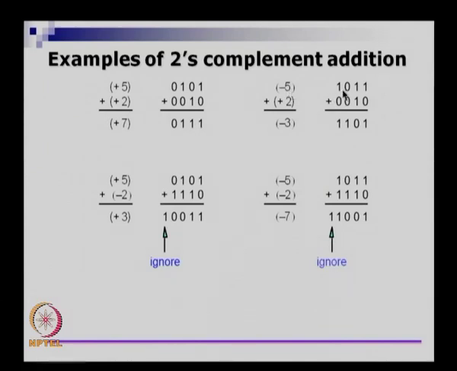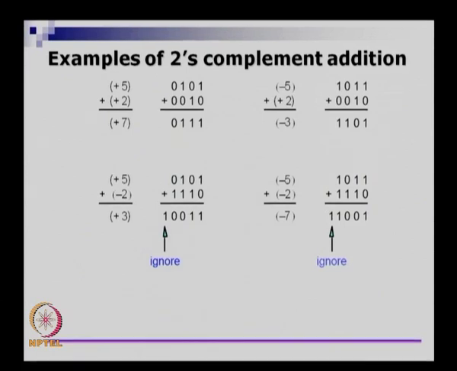Minus 5 is 1011 in 2's complement. So, this is slightly different from 1's complement. It is 1's complement plus 1 more. In 1's complement it should have been 1010, in 2's complement minus 5 is 1011. So, you take 1011 plus 2, which is 0010, you add these two together, the result is 1101. There is a carry that is 0 that is generated, we ignore it anyway, whether it is 0 or 1.